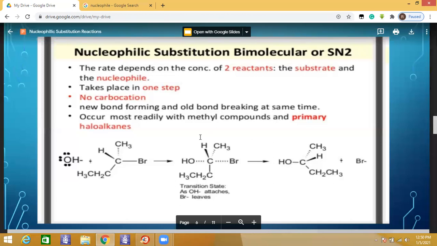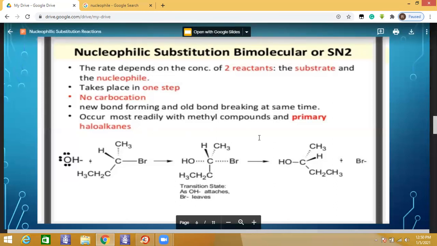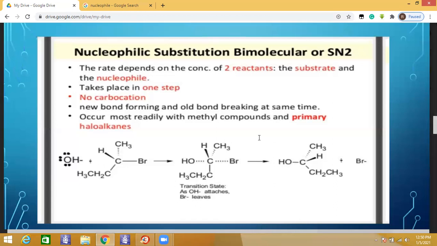So this Sn2 reaction mostly occurs with the primary haloalkane. This undergoes because primary alkyl halide favors this Sn2 mechanism as compared to the secondary or tertiary.